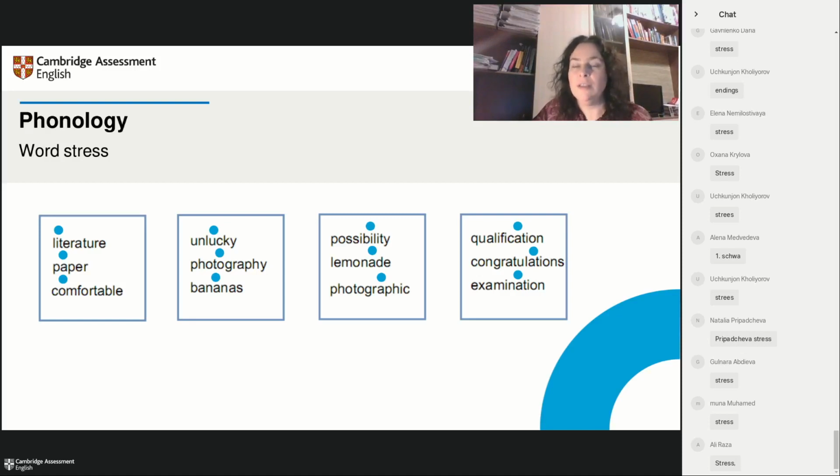For example, before shin, the stress usually falls on the previous syllable. And there are some other rules. But obviously for our learners, the most challenging aspects are about word stress shift, when in the same word family, for example, photography, the stress might be different: photo, photograph, but photography, photographic, and so on. This is really challenging for them.